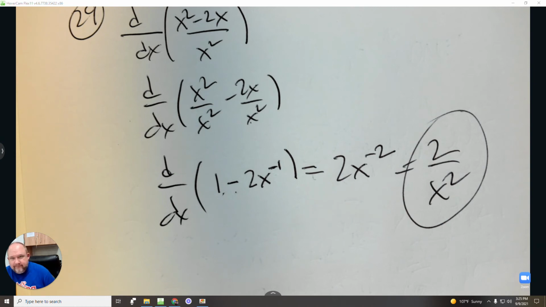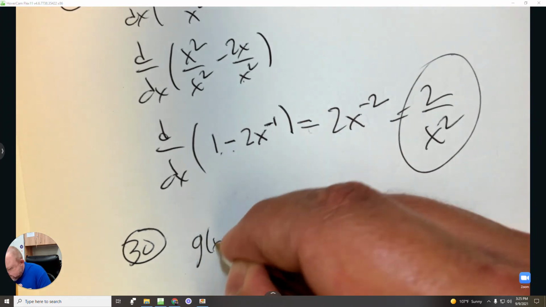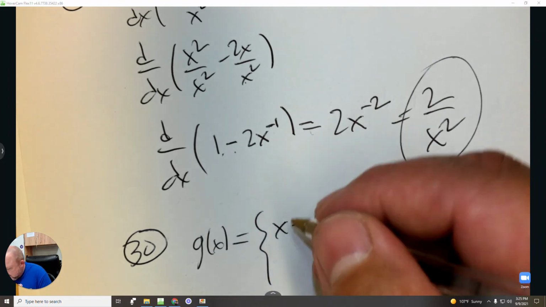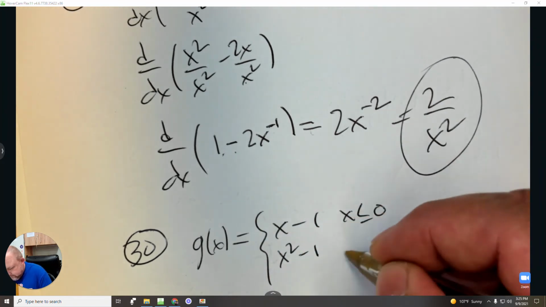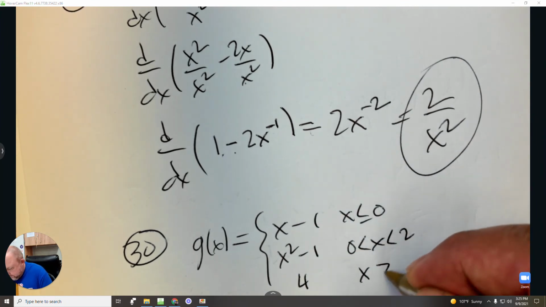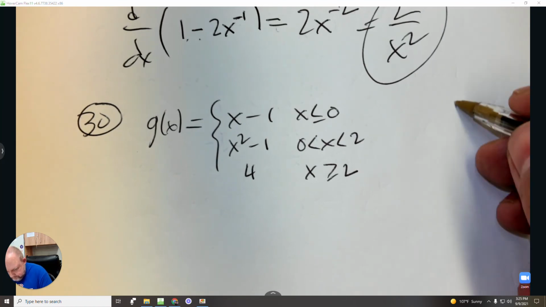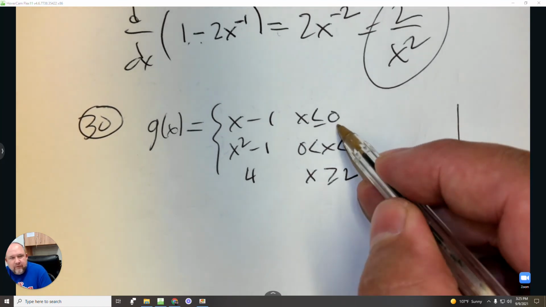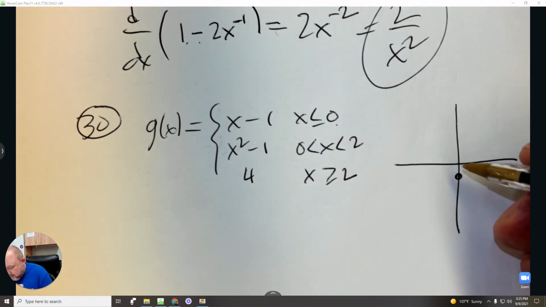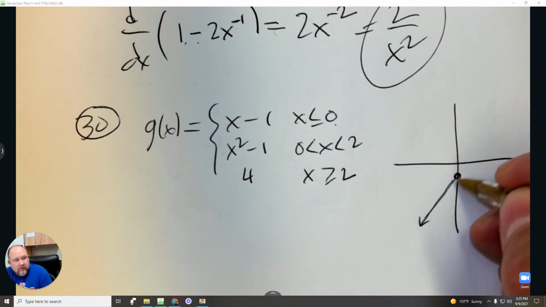Number 30. Sketch a graph of this. Let's do it. x minus 1. x squared, take away 1. And then graph this. So I'm going to plug 0 into the top and get negative 1. And then the slope is up 1 over 1. So this is what it would look like. Going up 1 over 1.